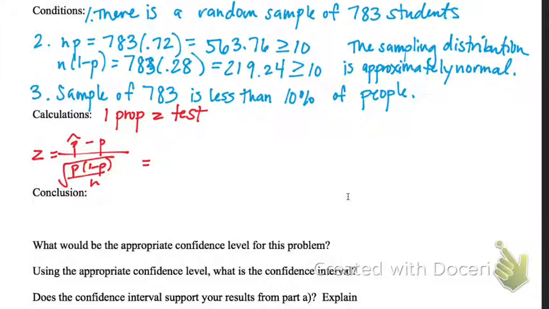My P hat is what? It's 537 over 783, which is what?